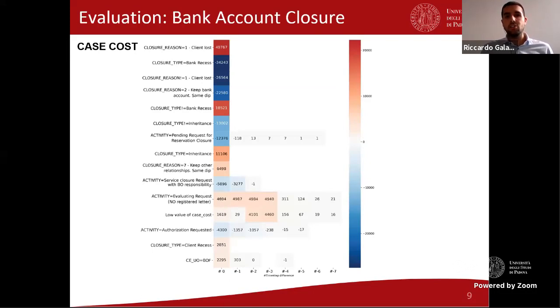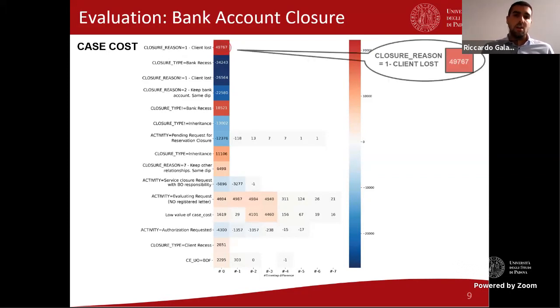Here we can see the explanation for the case cost prediction. For other KPIs and other experiments on other publicly available data sets, please refer to the paper and the appendix complementing the paper. Here we see that the most important feature influencing the prediction is closure reason one client loss, meaning that when all the bank accounts of the customer are closed, then this will yield higher cost. Then the prediction of the case cost will be much higher.